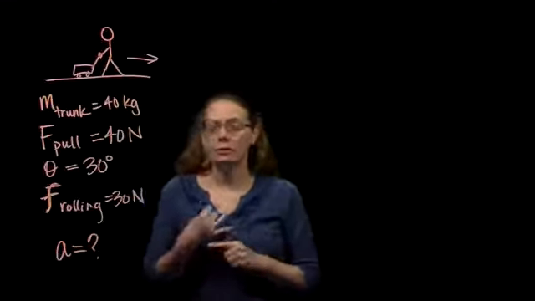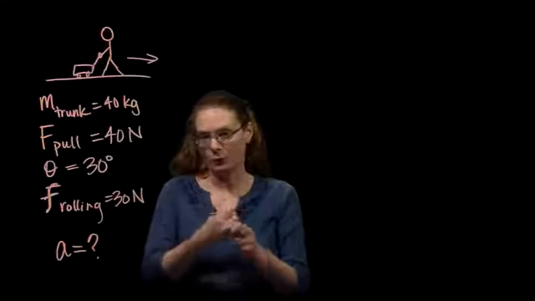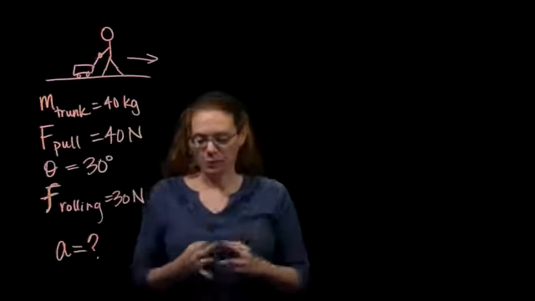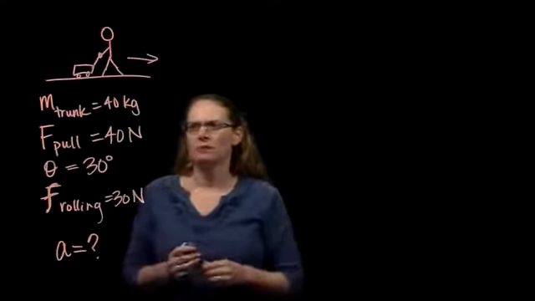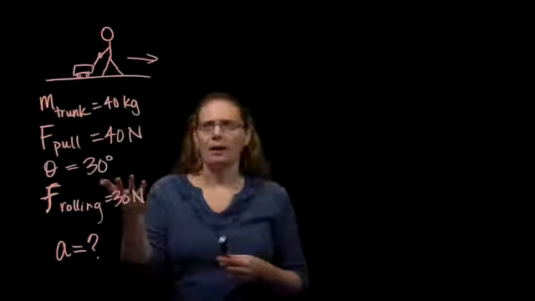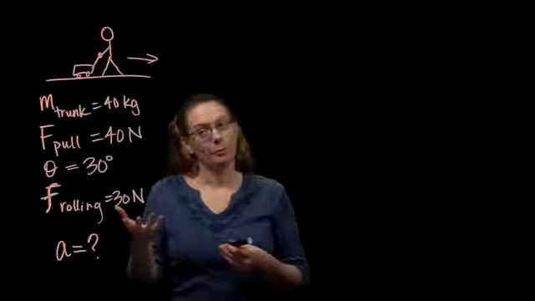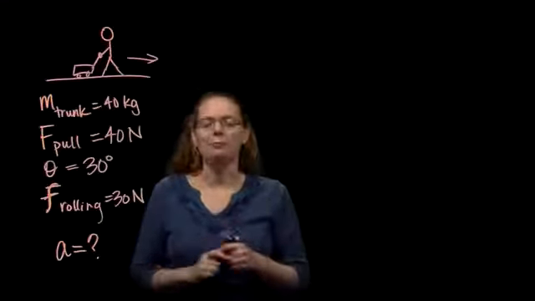So there's step one, draw a picture. Step two, figure out your knowns and unknowns. Step three, choose the object of interest. Well, in this case, since I have the mass of the trunk and Macie's pulling on the trunk, I'm going to pick the trunk. So, the trunk is the object of interest.